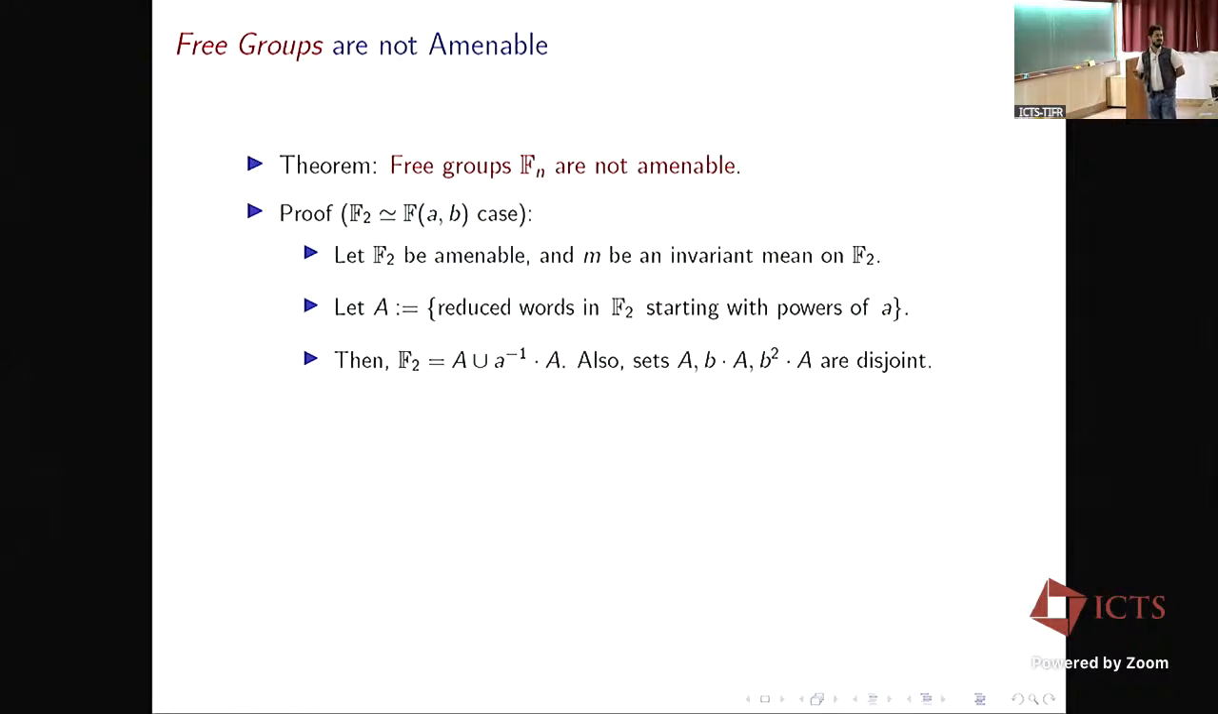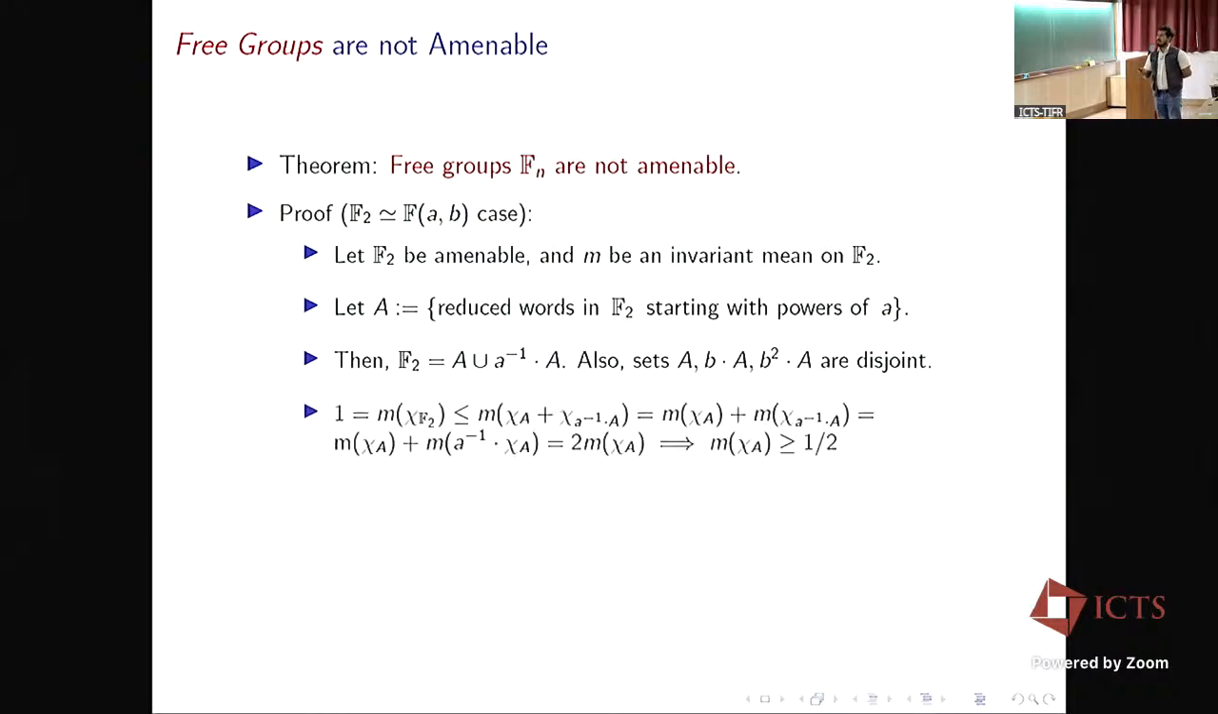This is not necessarily disjoint. So we can write F2 as this union. And we are also looking at these sets, which are disjoint. Now I'm looking at b times a, that is, you go up and then take a component in the a direction. And then you look at b squared times a, that is, you go one step up and then look at the a direction elements. So these are all disjoint sets. This is a tree, so these are all disjoint sets.